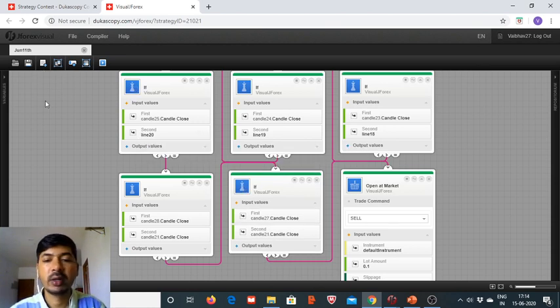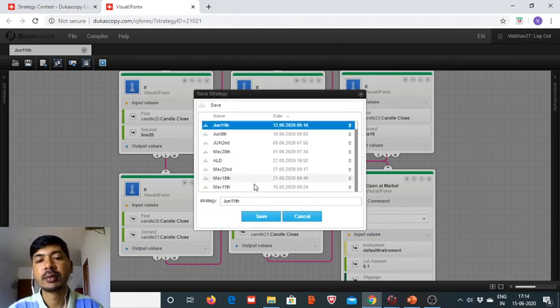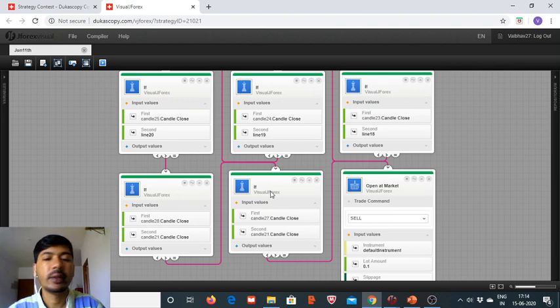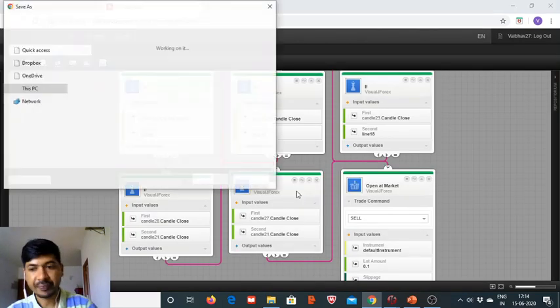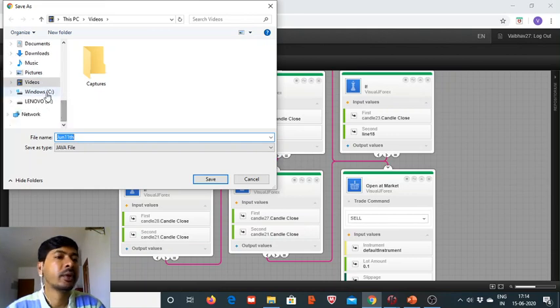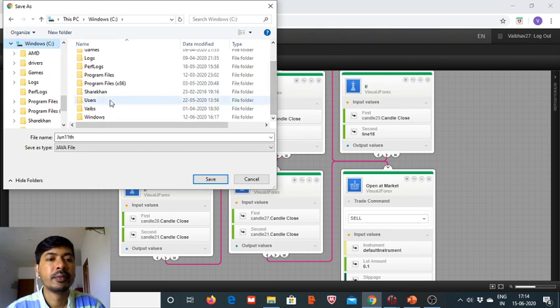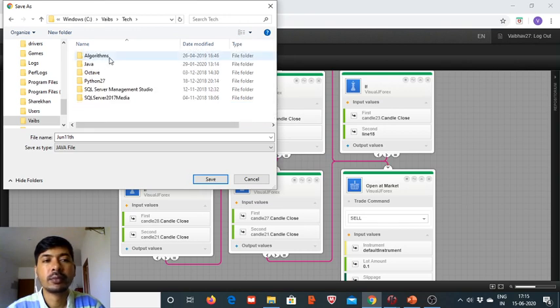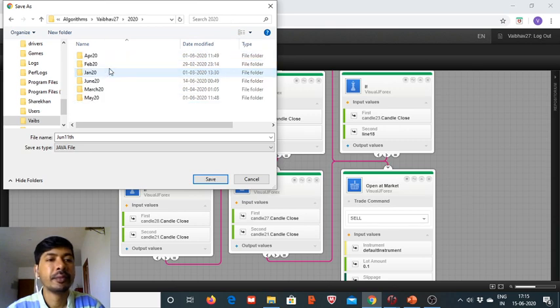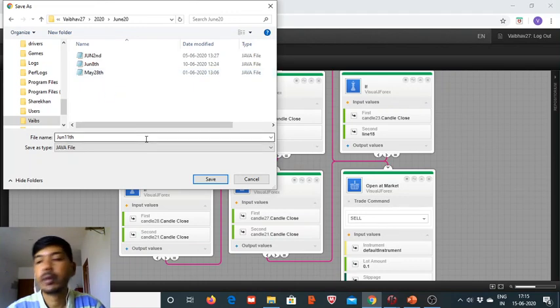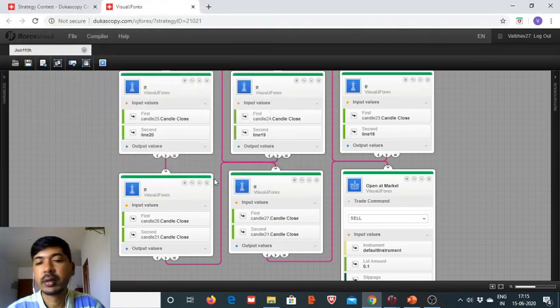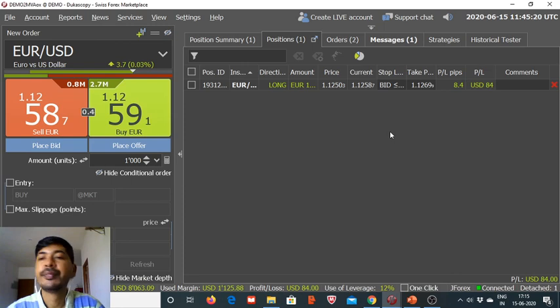So let's save the file first. Save draft. We started working on June 11th, so it is titled as June 11th. We now export the file to the folder in Java format. Yes. So here is our June 2020 folder, and we save it, and we import the file here.